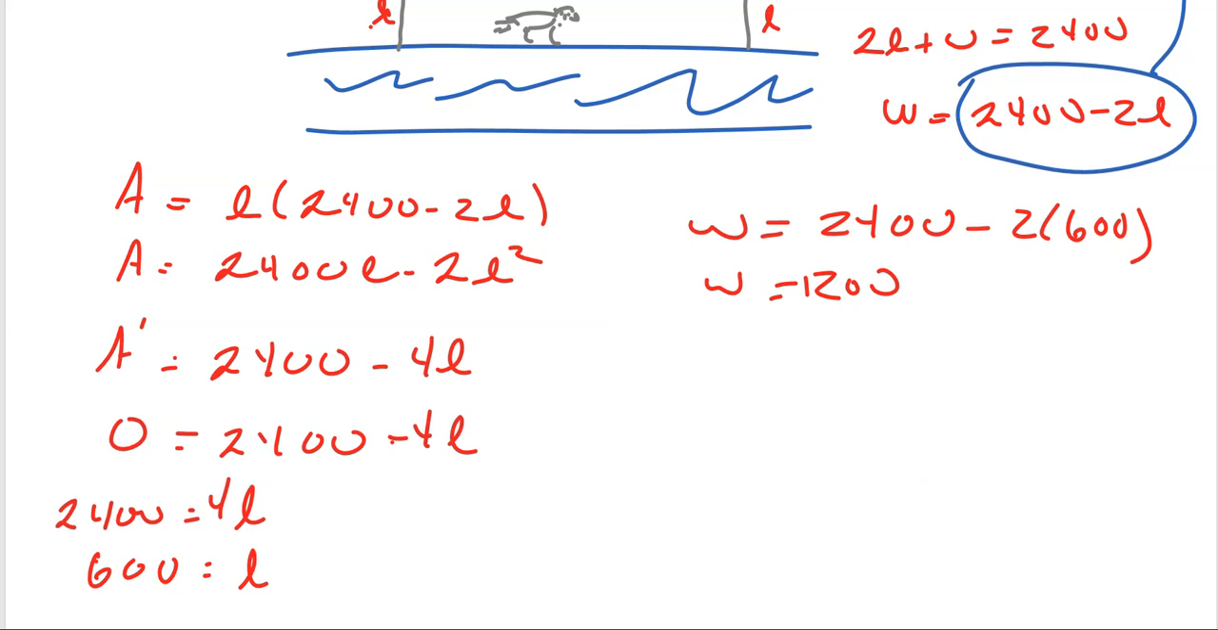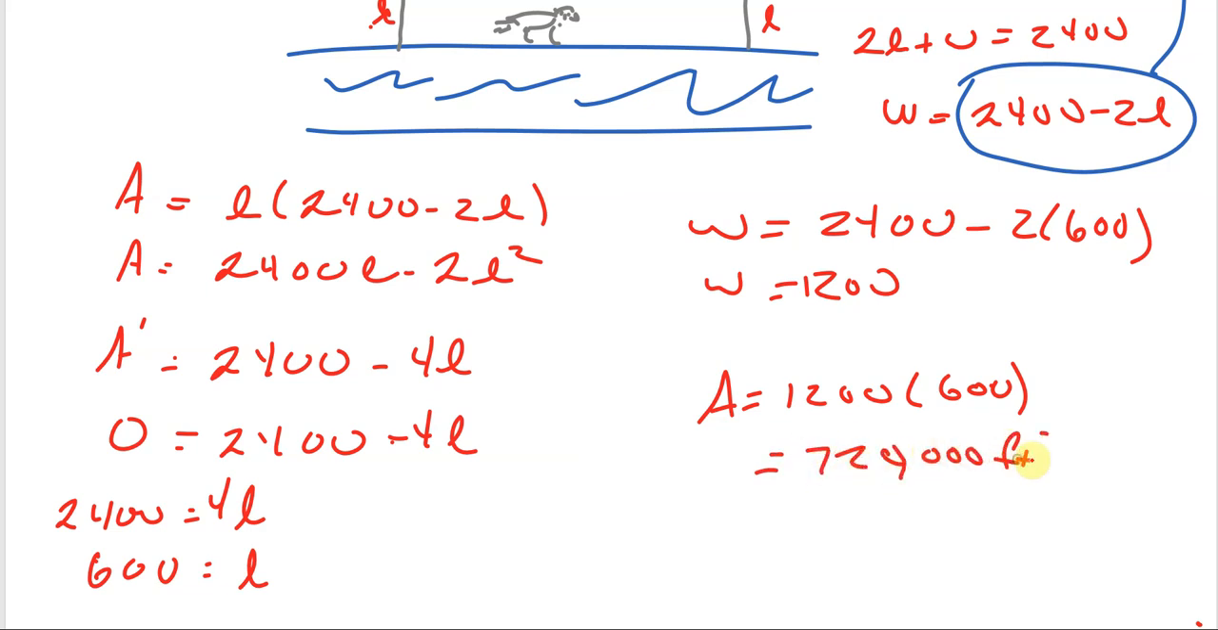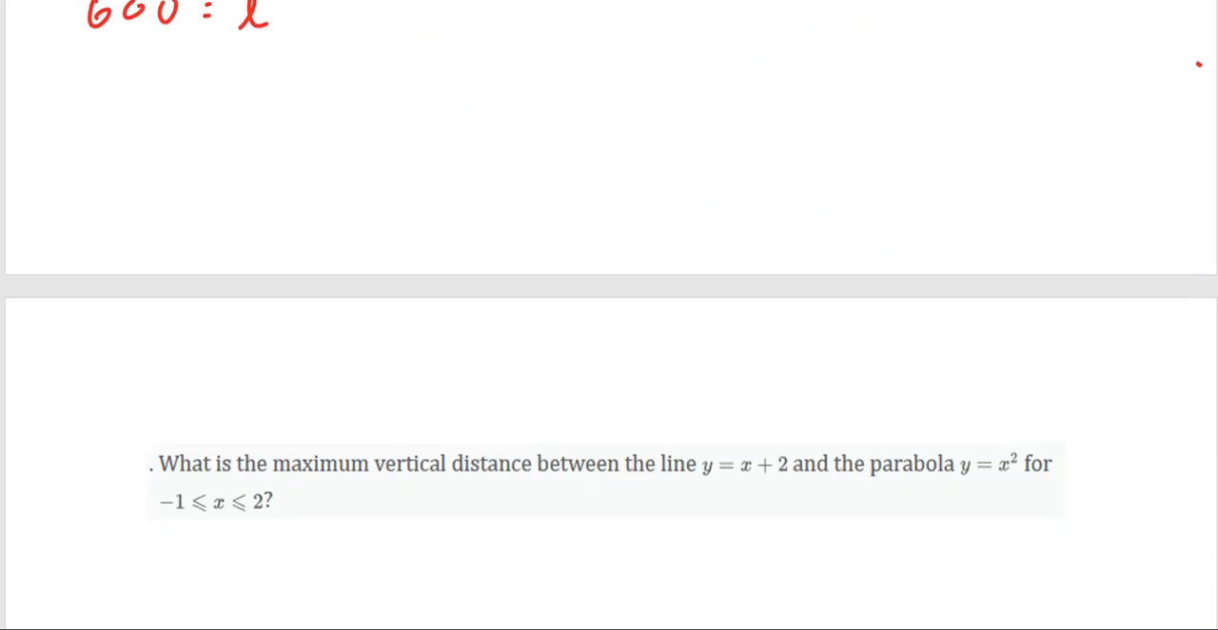Now, it didn't ask me what the area was, so I really don't care if I answer that or not. It just said what are the dimensions of the field. If it had asked for what the maximum area is, then I would take the 1200 times the 600 and come up with 720,000 square feet. Okay, but didn't need to do that on this particular question. All right, so let's move on to a couple other ones.